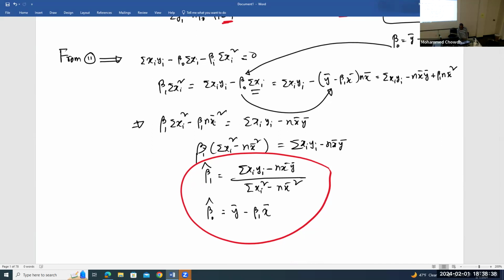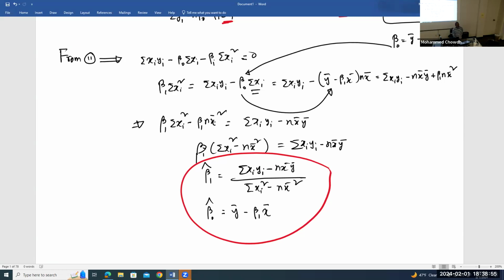All x and y are used, and x bar and y bar. In order to compute the mean, you have to use all data points. All data points are used in order to compute beta 0 and beta 1. Okay?